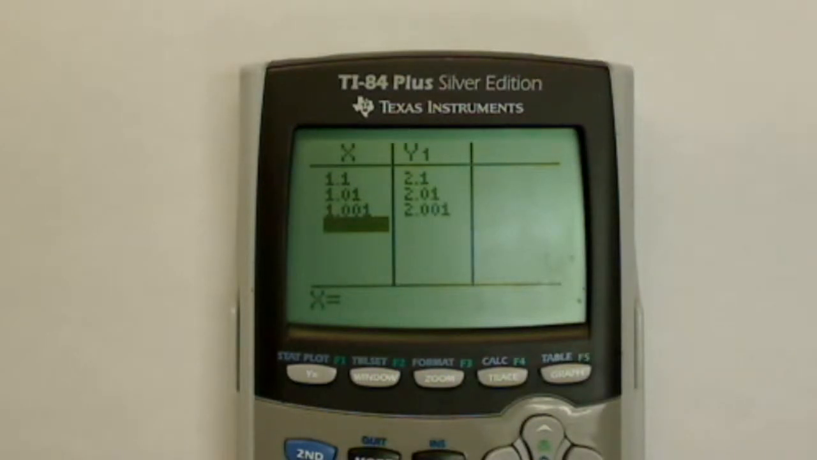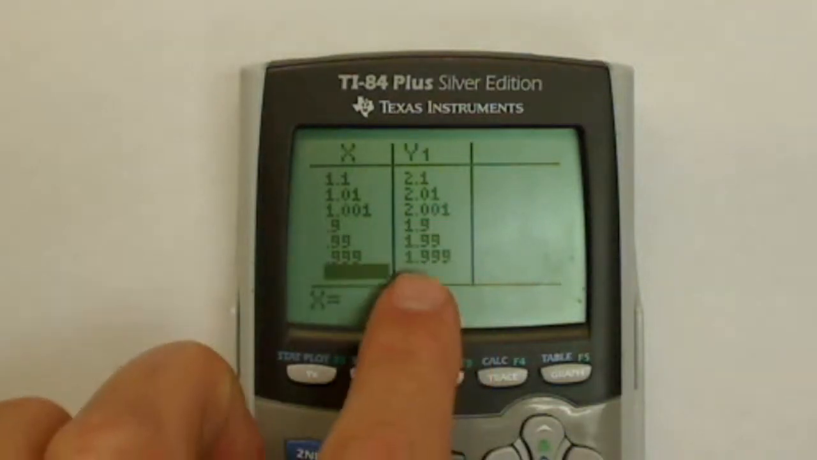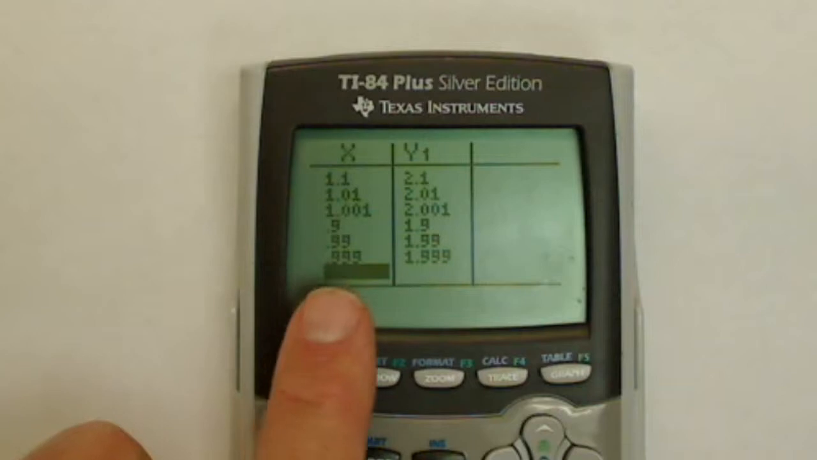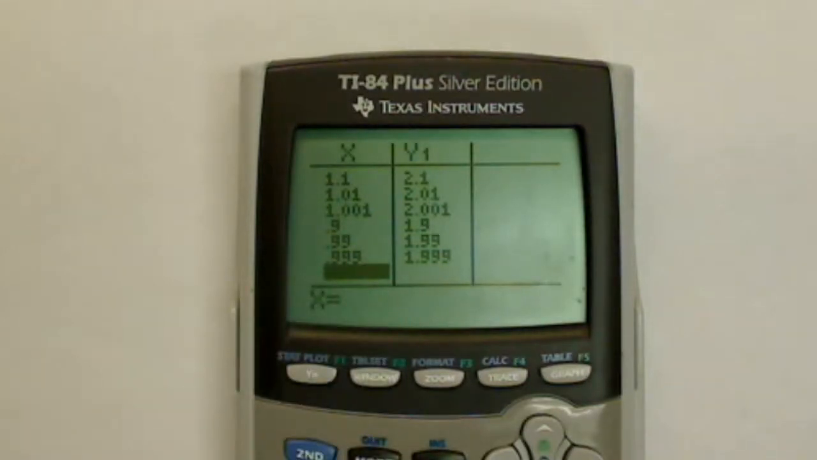Alright, so those are all on the right side of 1. Well, looks like it's getting closer to 2. So we're going to check the other side. So 0.9, 0.99, 0.999. So as we come in from the left and the right, we're getting closer to 2. Our y values keep getting closer to 2 as our x values get really close to 1. So it looks like numerically this limit is going to be 2.